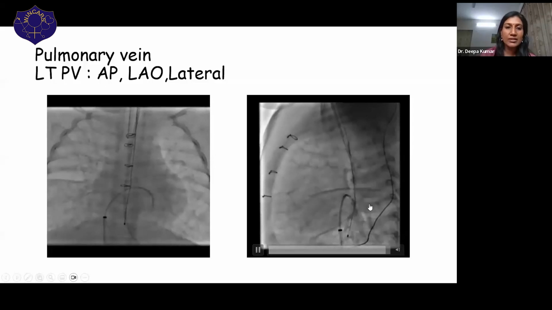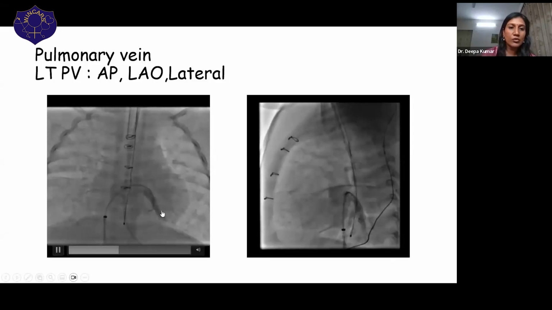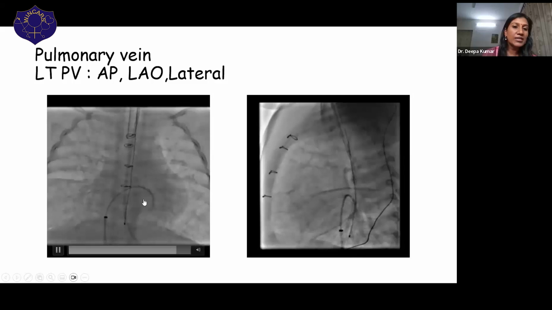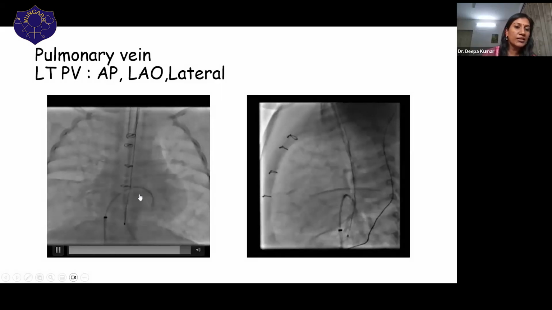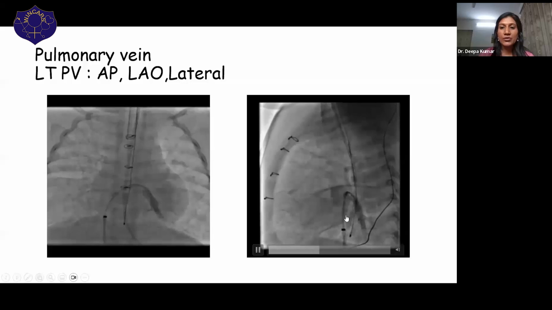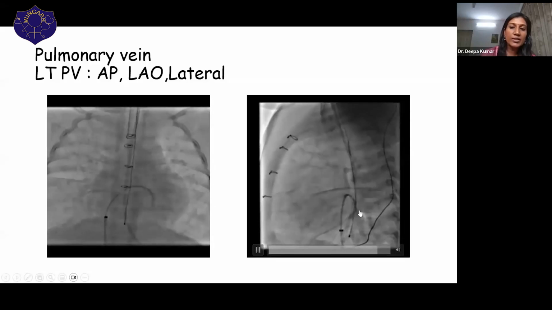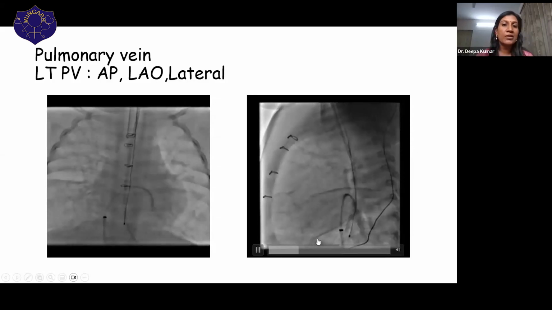Can you see the left lower pulmonary vein being injected? You see that there is a narrowing at the entry point of the left pulmonary vein into the left atrium, and you are confirming that with another view. Here we have taken a lateral view, and you're confirming that there is actually a stenosis where the lower pulmonary vein is entering into the left atrium.